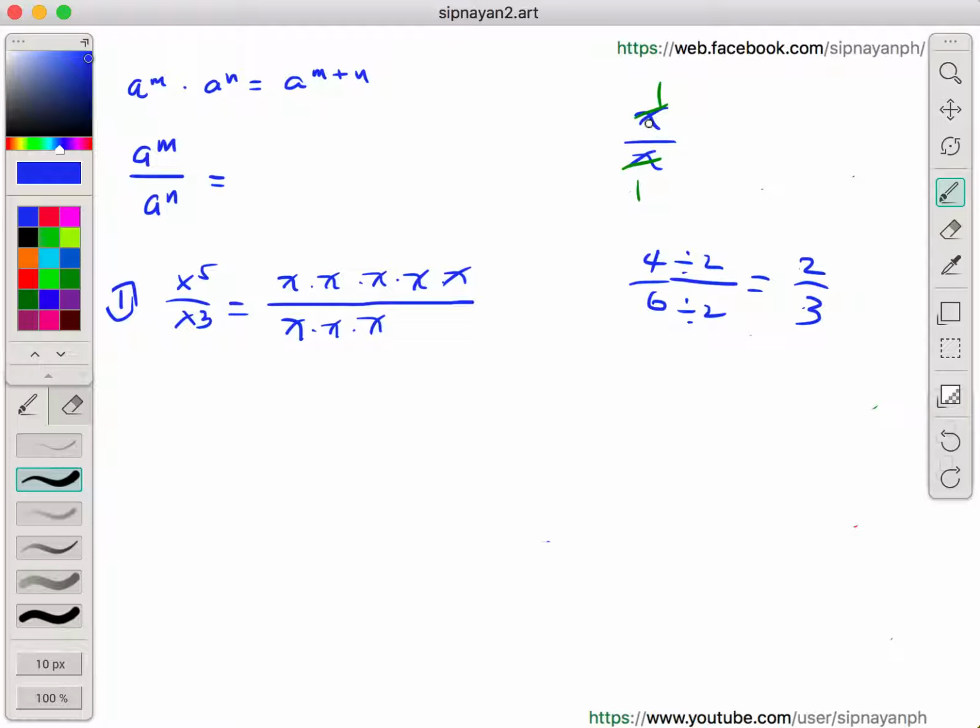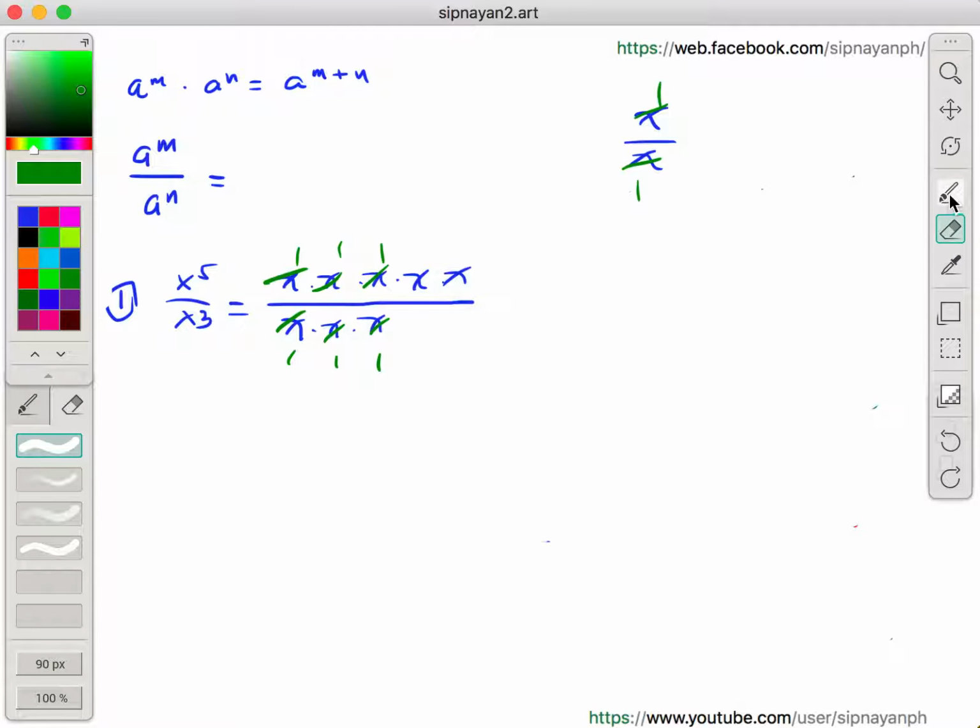So x divided by x is equal to 1. And then x divided by x is also equal to 1. Meaning, lahat ng x over x dito, we can write them as 1 over 1. So 1 over 1, 1 over 1, 1 over 1. Okay? So, ilan na lang natira? Dalawang x's. So x times x is x squared. 1 times 1 times 1 times x times x is x squared. And then yung denominator natin, 1 times 1 times 1, which is equal to 1. X squared divided by 1 is equal to x squared.